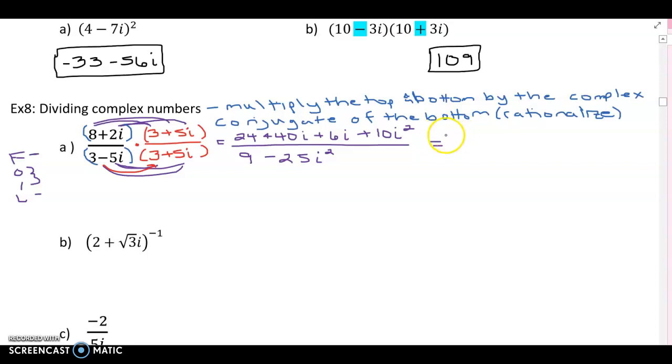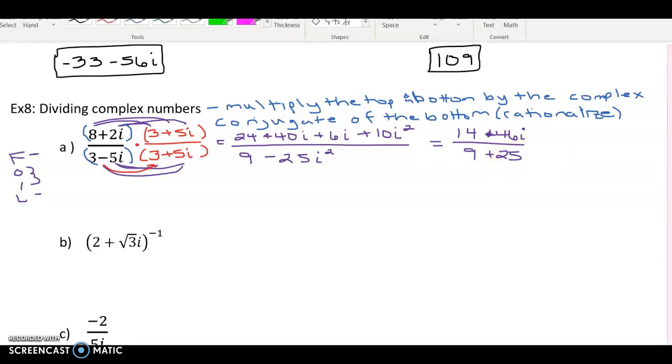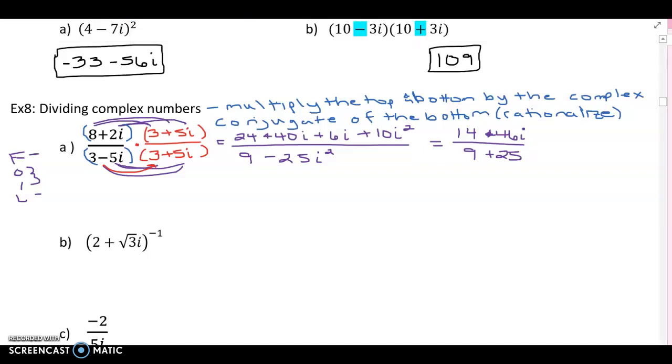Okay, so the top cleans up to 14 plus 46i. I'll explain the 14 in just a second. The bottom becomes 9 plus 25. So let me explain both of those here. Anytime you see i squared, it's going to change the sign of that number. So plus 10i squared is going to become minus 10. And you've got a 24 minus 10, which is where I'm getting that 14 from.